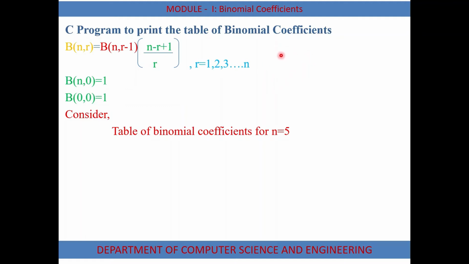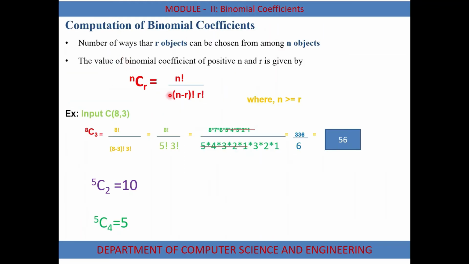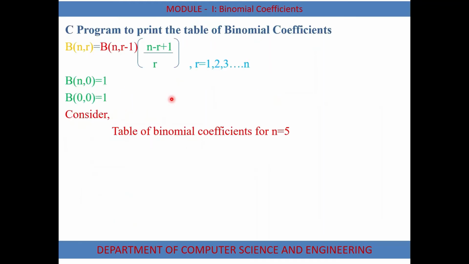See this formula, in order to print the table of binomial coefficients based on the given input. Let me consider the binomial of n comma r is equal to binomial of n comma r minus 1 into n minus r plus 1 divided by r. So that is the same formula, written like this.